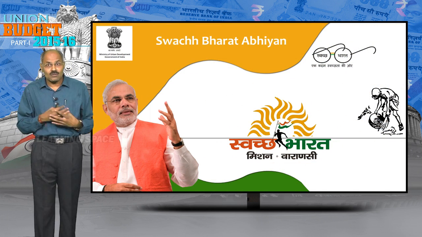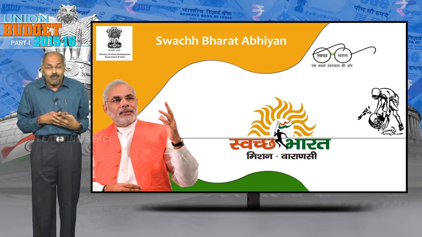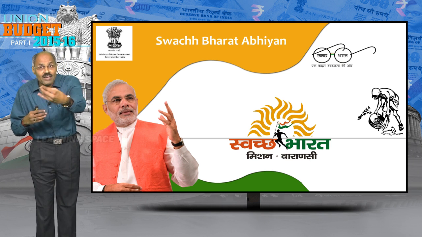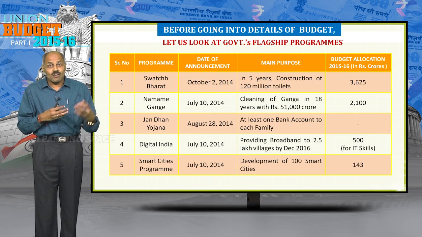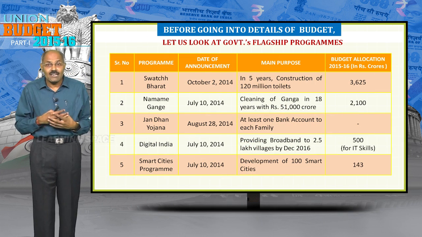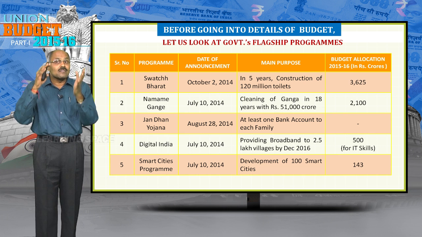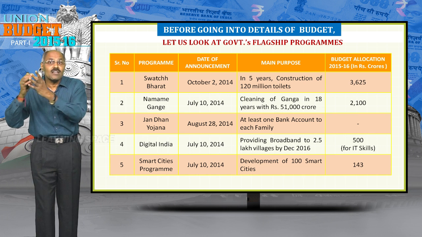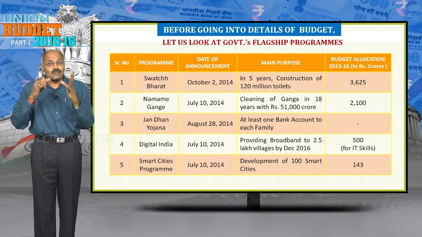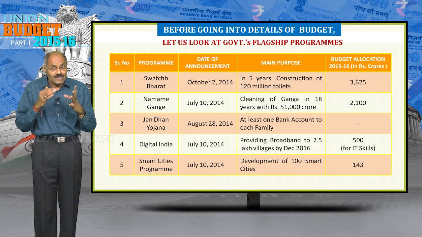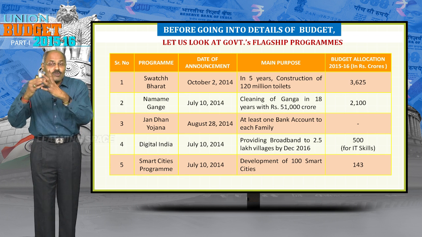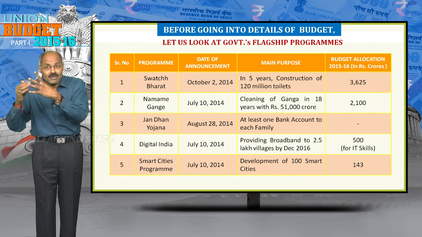Government wants to construct 120 million toilets within the span of 5 years, and 3,625 crores allotment is given for the next year. In the budget for Swachh Bharat, 3,625 crores allotment was given.